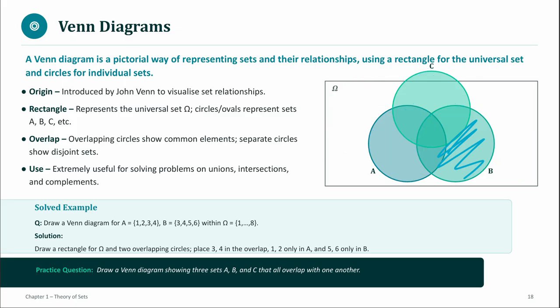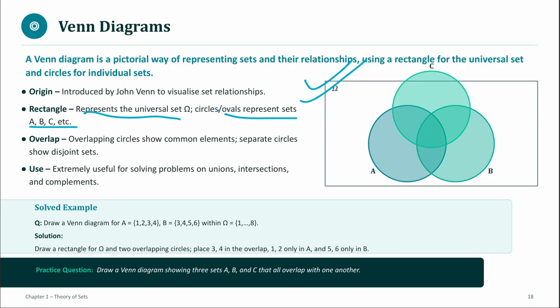Now, when we used to write sets in our set builder form or a roster form, we are basically visualizing that with the help of these diagrams, and this is a pictorial way of representing sets. It was introduced by John Venn to visualize set relationships. As I told you, the rectangle represents the universal set and ovals represent sets A, B, and C, etc. Overlapping circles show common elements. Separate circles show disjoint sets.